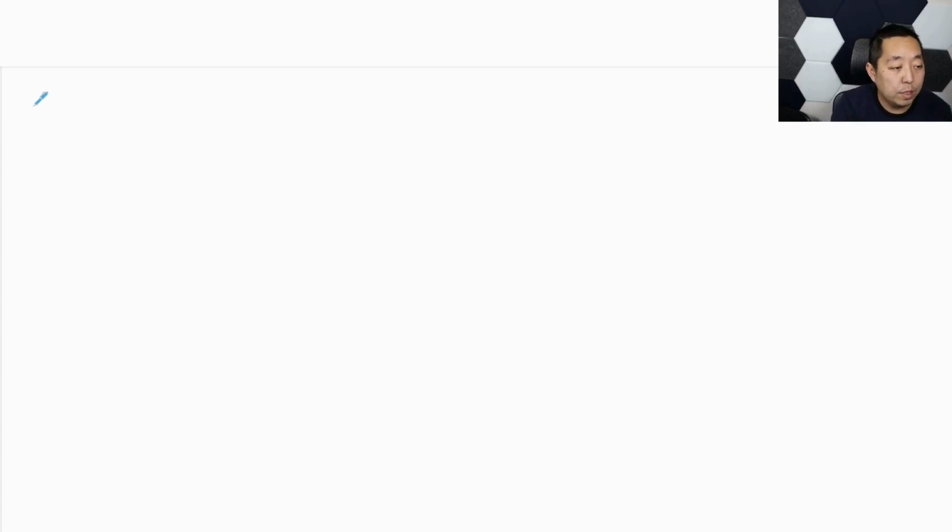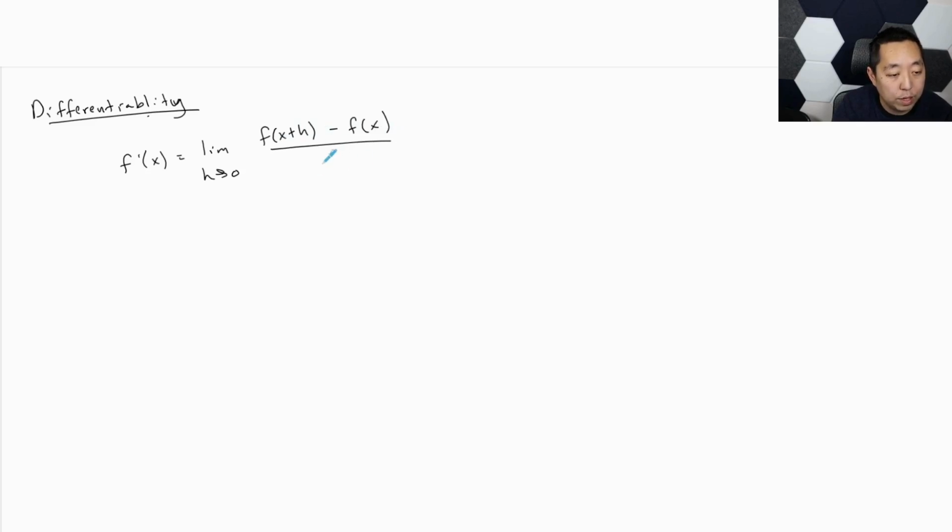So when we're talking about differentiability, we've talked about the limit definition of the derivative: the limit as h goes to 0 of f of x plus h minus f of x, over h. The natural thing we have to think about sometimes is whether this limit even exists or not.